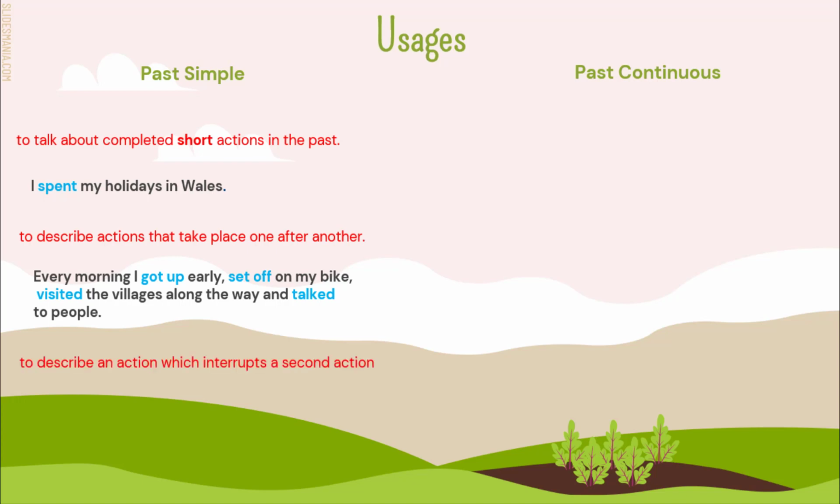We also use the past simple tense to describe an action which interrupts a second action. For example, when I was talking to a farmer in a village, my mobile rang.